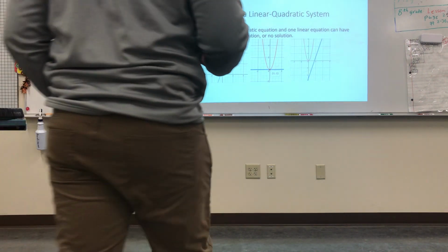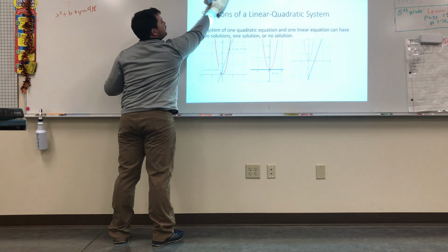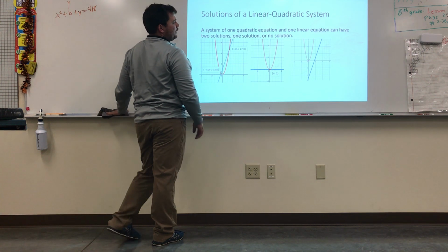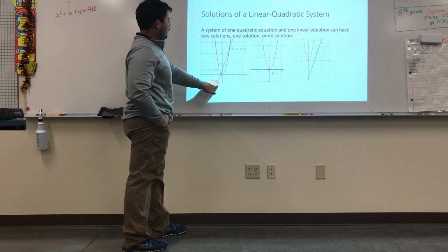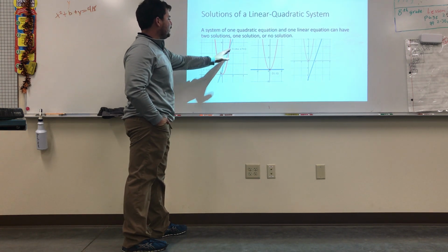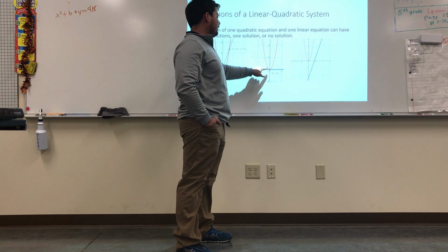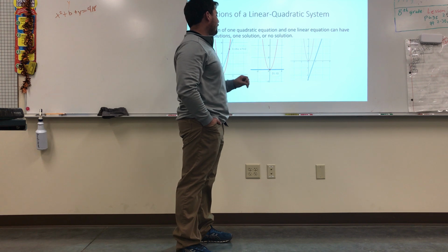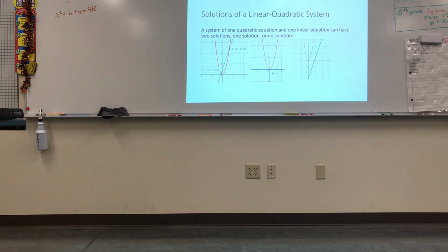So, you have solutions. A system of one quadratic equation and one linear equation can have two solutions, one solution, or no solution. Here would be an example of two solutions. It's where a line goes through a parabola in two spots. Over here would be one solution. This line only touches the parabola in one spot. Here would be no solution. There's nowhere on the parabola that this line goes through. So that's kind of what we're looking for today.